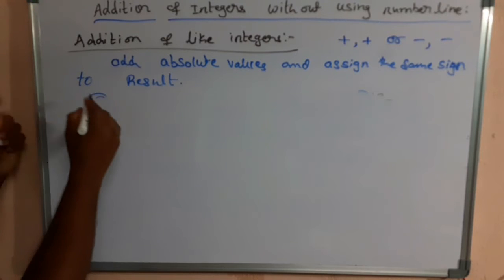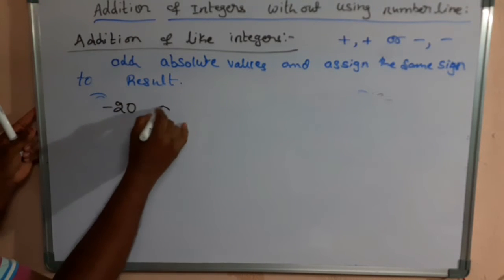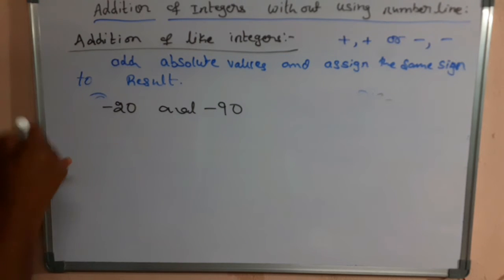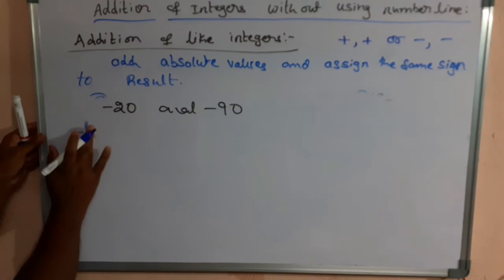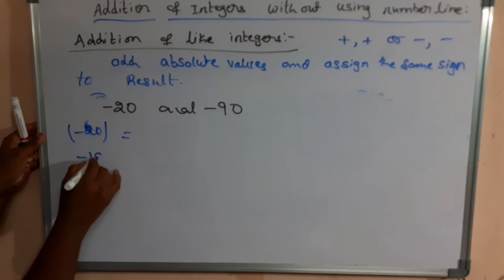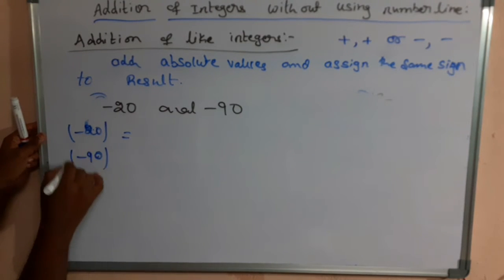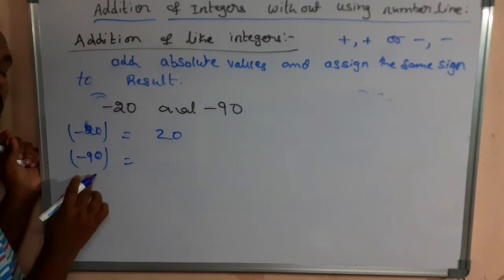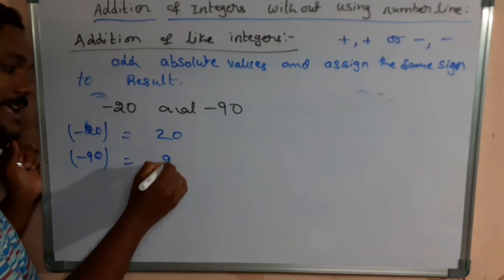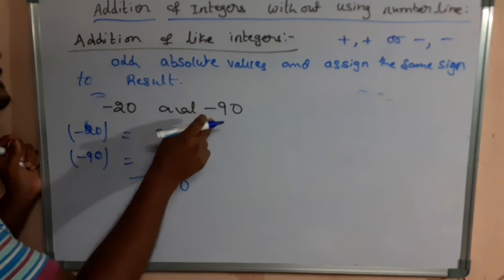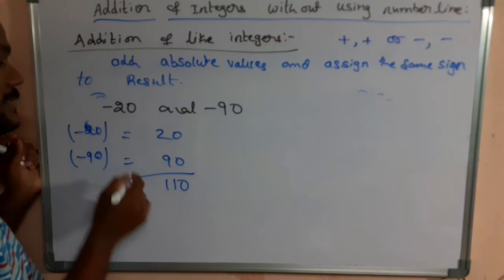Suppose you want to add minus 20 and minus 90. What do we need to take? We need to take the absolute value of minus 20 and the absolute value of minus 90. The absolute value of minus 20 is 20, the absolute value of minus 90 is 90, and adding them you get 110. As these two have the same sign, negative, the answer also has a negative sign.